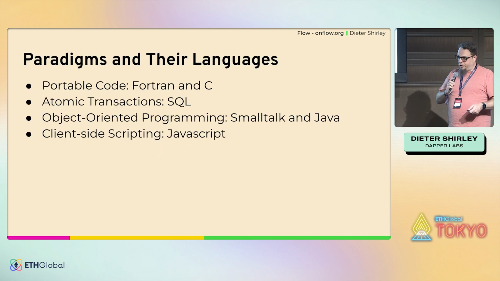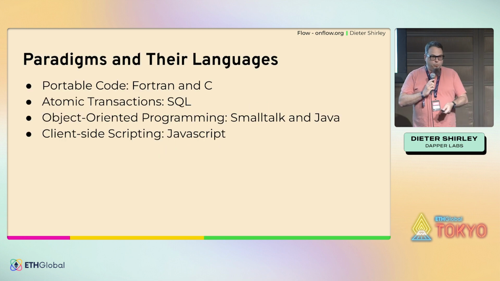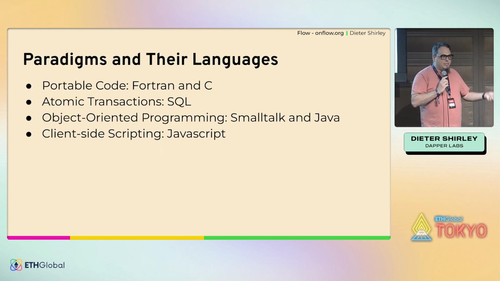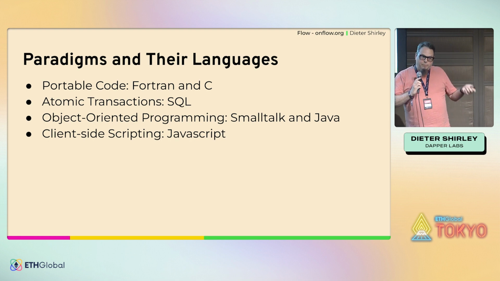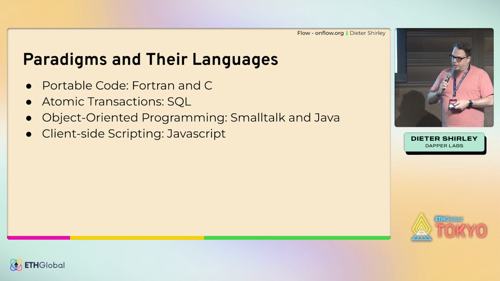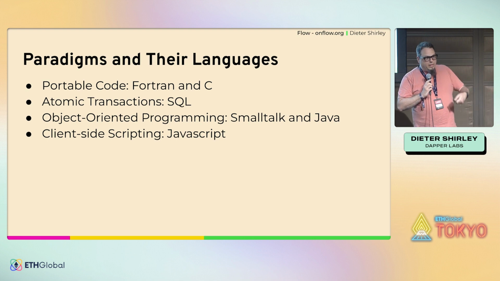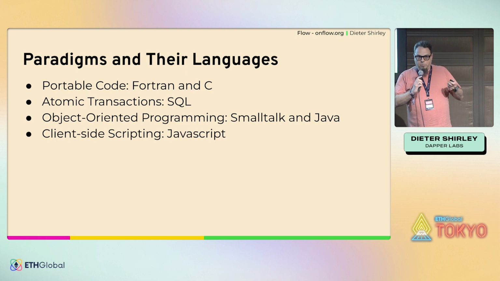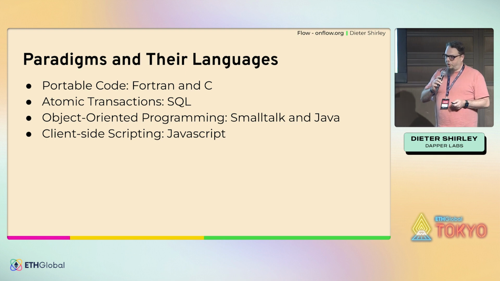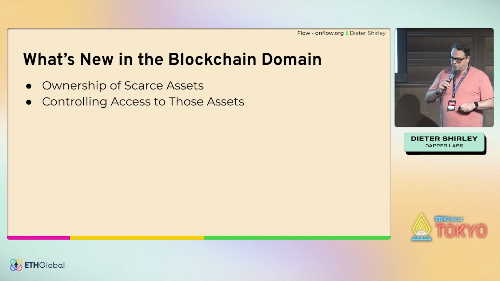Whenever we have these new paradigms, what we see is people developing new languages to express these paradigms natively. Portable code led to Fortran and C. Atomic transactions led to the language SQL, which we all still use today. With object-oriented programming, we had Smalltalk and then later Java. And for client-side scripting, we had a whole new language, JavaScript, which is probably one of the most used computer languages in the world right now.